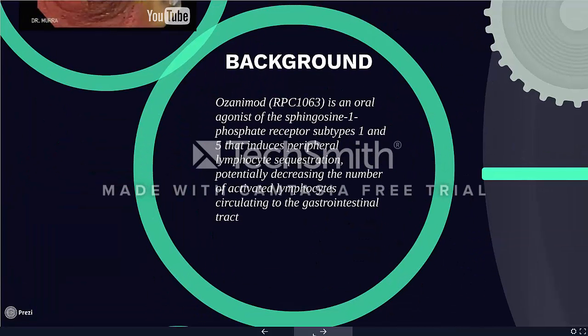The ozanimod RPC-1063 is an oral agonist of the sphingosine 1-phosphate receptor subtypes 1 and 5 that induces peripheral lymphocyte sequestration, potentially decreasing the number of activated lymphocytes circulating in the gastrointestinal tract.